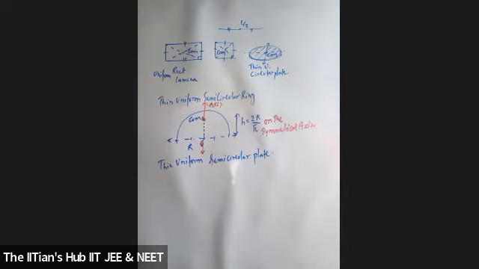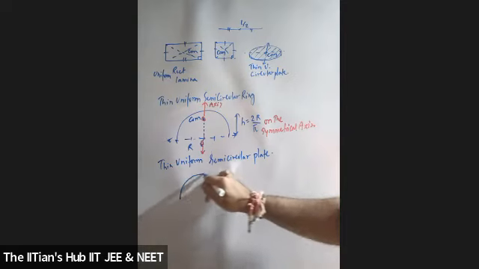Now, if I happen to go for a thin uniform semicircular plate, students, so now if I give you the same thing, but now it's a plate, students.